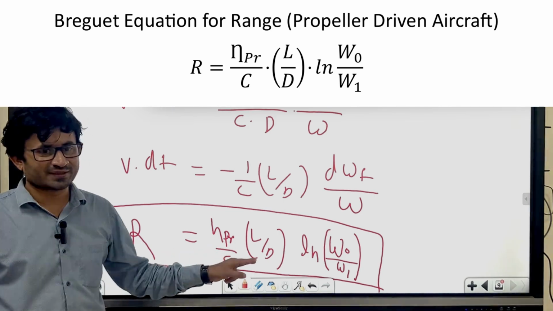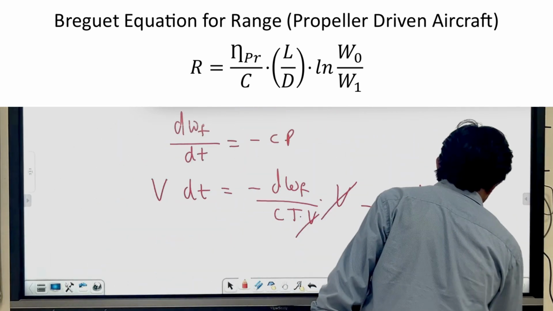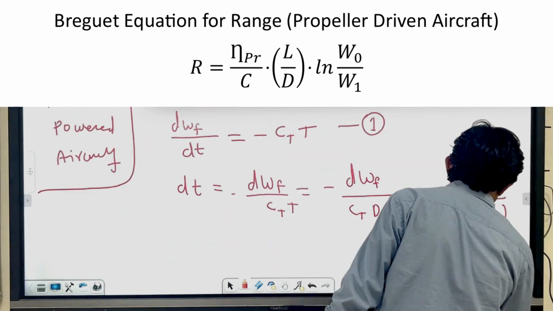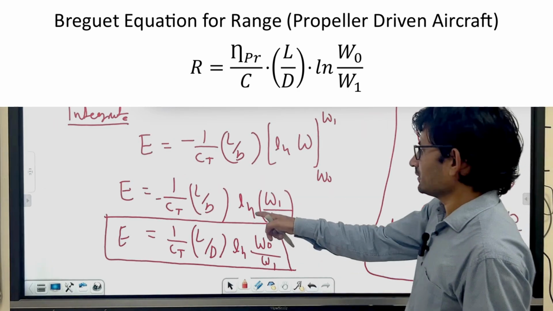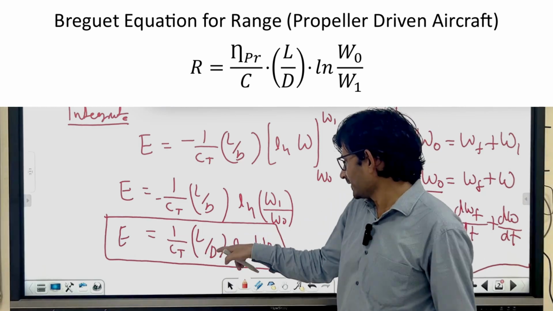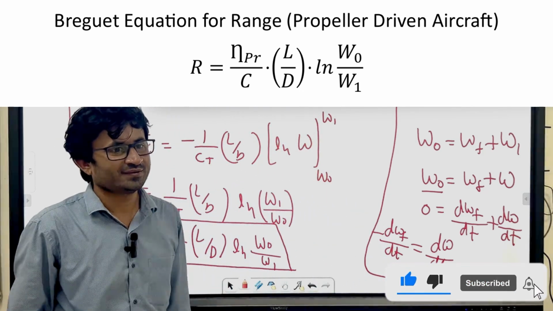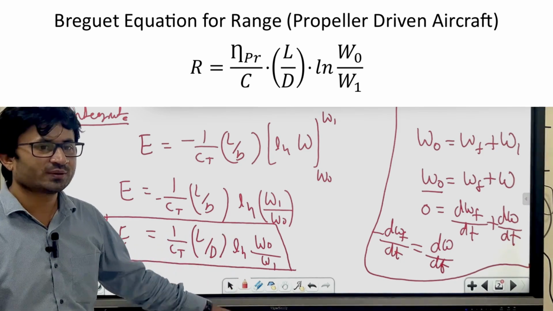So which is similar to something, right? See, the endurance of a jet is 1 by Ct, L by D, ln W0 by W1, and the range of the propeller is eta PR by C into L by D ln W0 by W1.